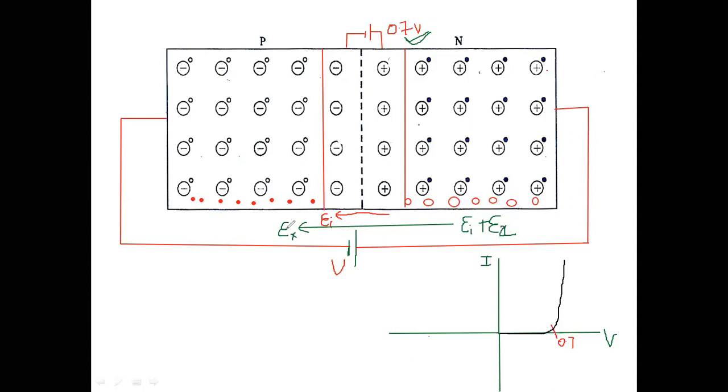So the junction width must increase. Keep in mind this thing: junction width will increase. Likewise in the PN diode, here also our junction width increases.